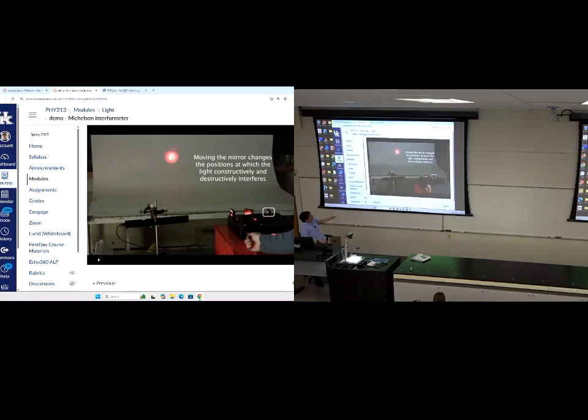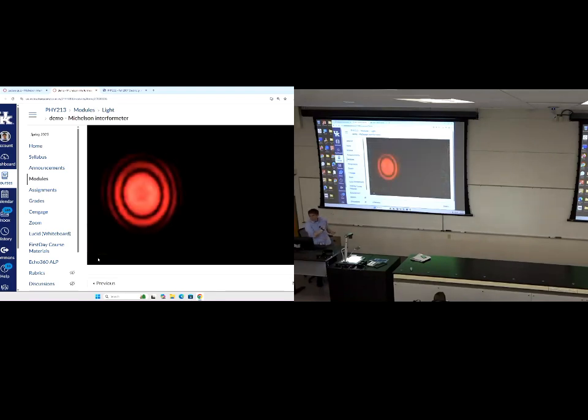Here is whoever this is, I don't know, moving this mirror over here, and you see the fringe pattern changing over here. You see this beautiful pattern of it going from bright in the center to dark in the center, and so on and so forth. You see these fringes. You're walking through these fringes as you're moving the mirror to and fro. So whoever's demonstrating this is going to count these fringes. So he's put them on a screen.